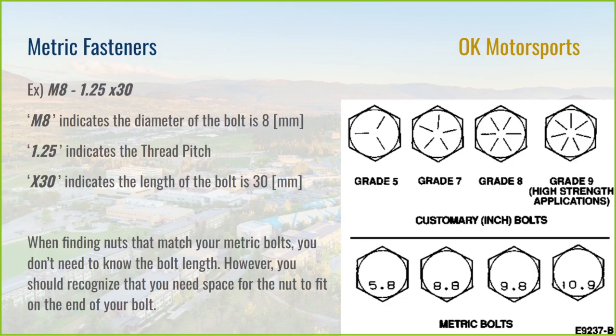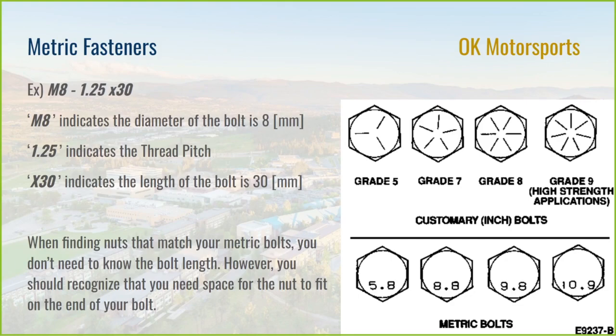But for metric bolts, that at the top there, the M8-1.25 times 30, is the designation that tells you what size of bolt it is. So M8, it always starts with an M. 8 indicates the diameter of the bolt. 1.25 indicates the thread pitch. So if it's 1.25 or 1.75, the threads will be a different pitch. Times 30, the length of it is 30 millimeters.